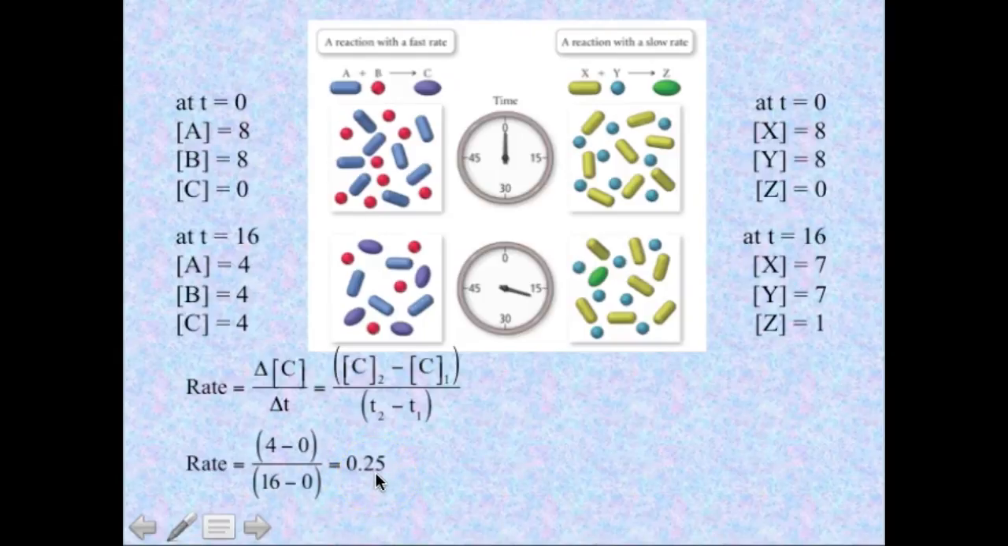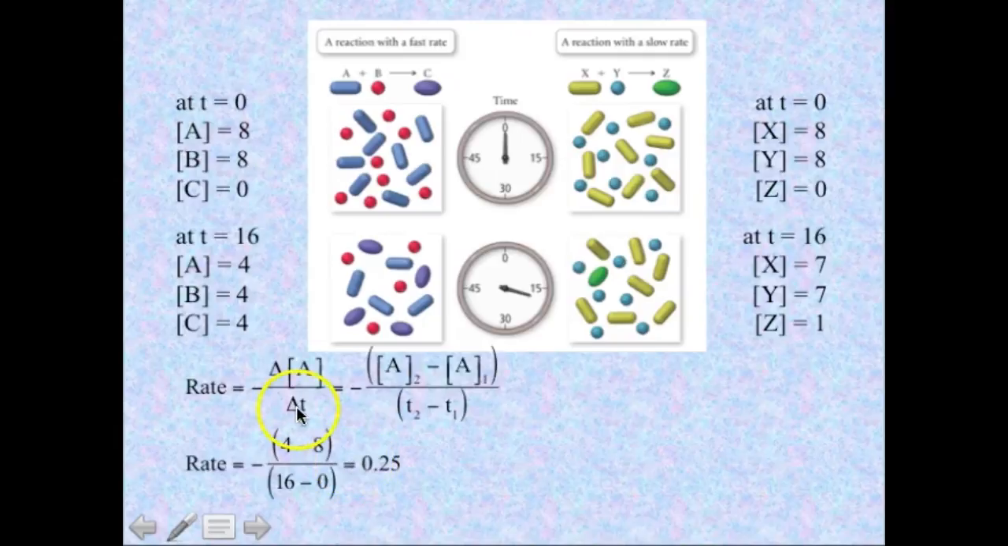Now let's do the same calculation, but this time focusing on the rate of consumption of compound A. And the way we write it is minus the change in concentration of A divided by the change in time. And again, it's going to be final minus initial. So it'll be minus the concentration of A after the 16 seconds minus the concentration of A initially divided by the change in time. So it's going to be 4 minus 8, and of course this is going to be a negative number, final minus initial, because it's a reagent and it's being consumed.